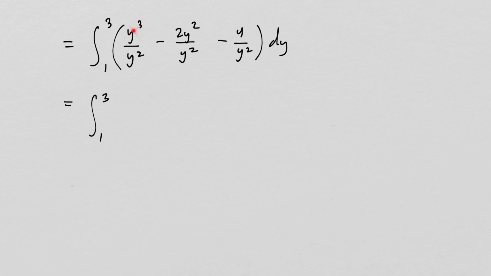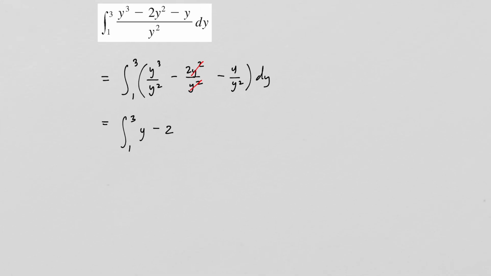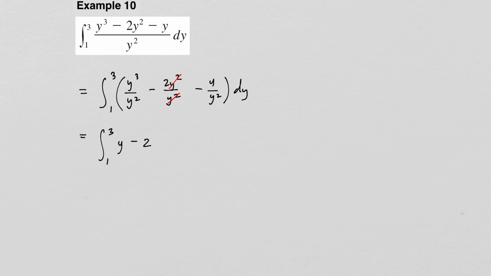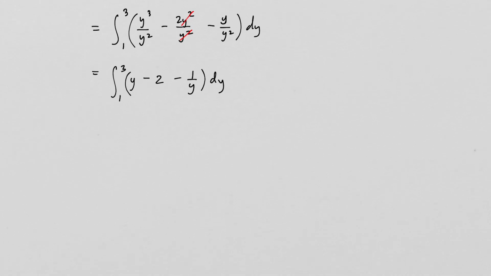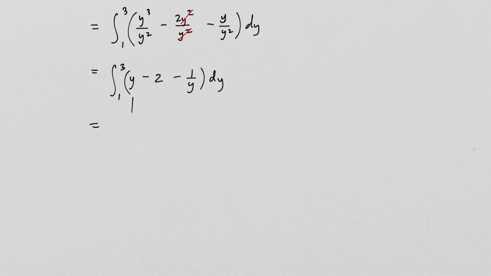Y cubed divided by y squared is y. 2y squared divided by y squared is going to be 2, so that becomes negative 2. And then the last one here, we have y divided by y squared. Let me write that better. It looks like a 4. Y divided by y squared is negative 1 over y with respect to y. Okay, now we can apply the power rule.